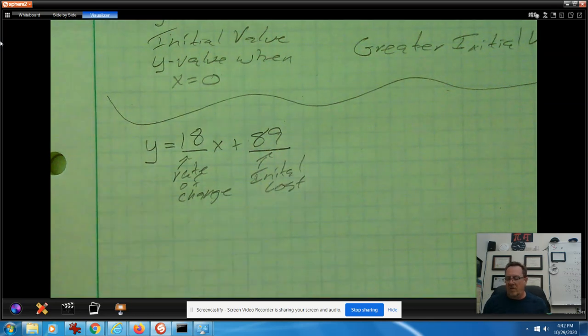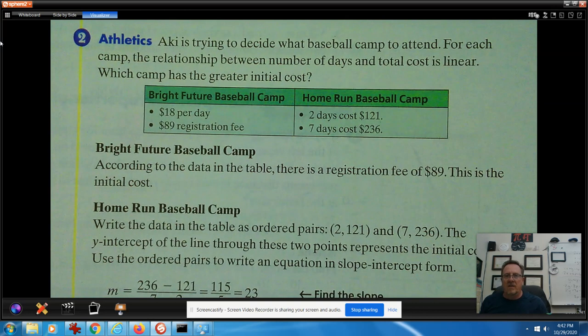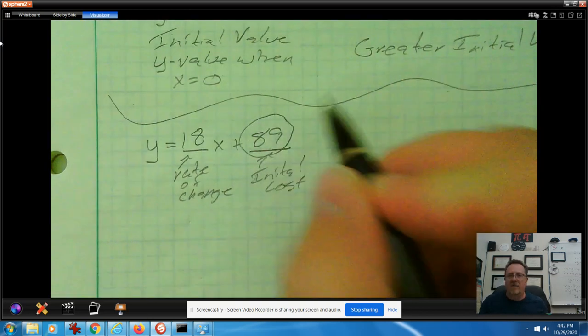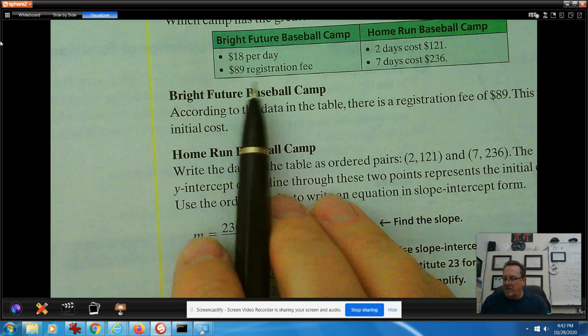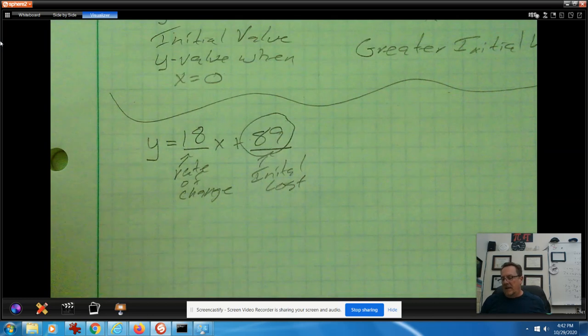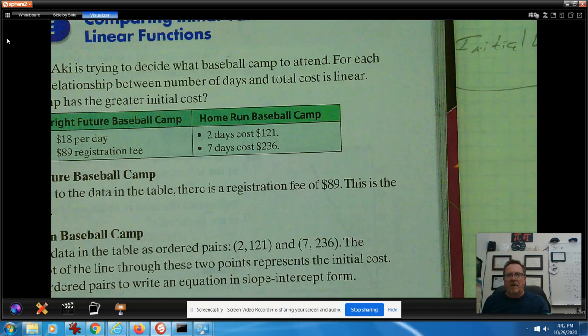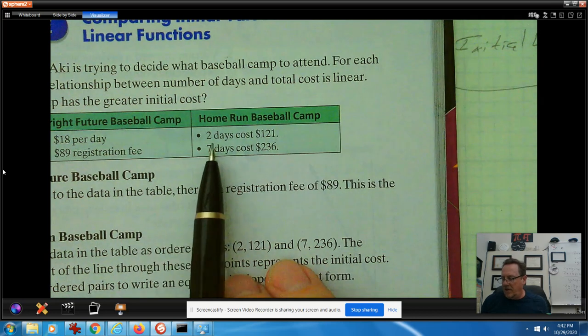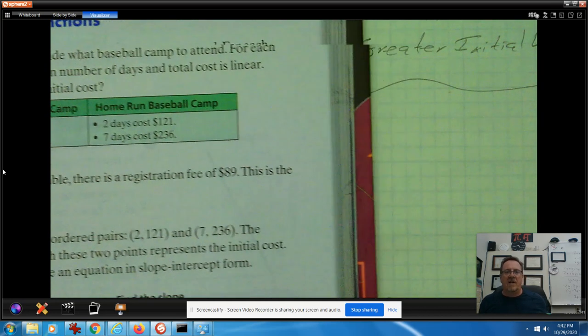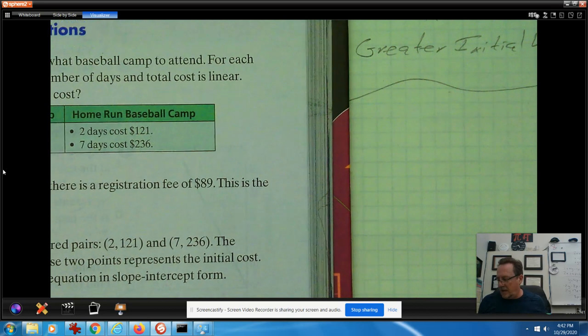The question was, which one's got the biggest initial cost? So I'm going to focus on this value from there or from the table, however you want to look at it. The initial cost was $89. That's my initial cost. But what about the other camp? Home run baseball camp, we only know two things. You know that 2 days costs $121 and that 7 days is going to cost you $236.